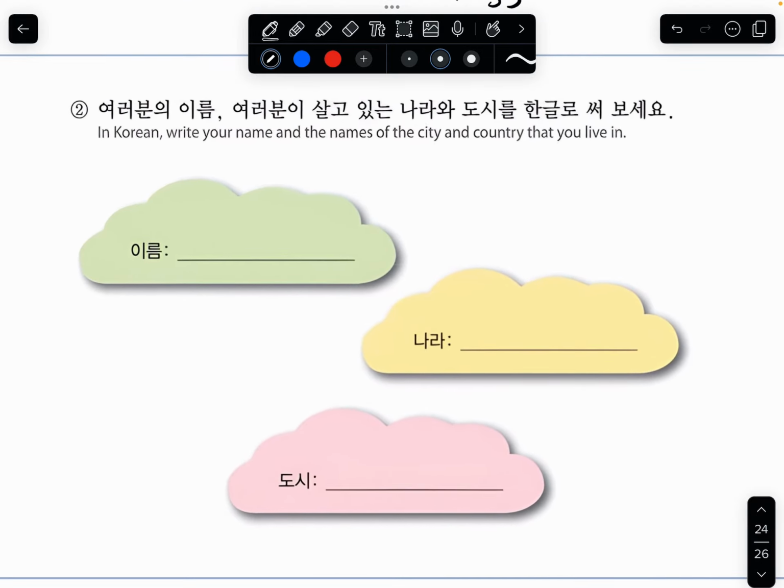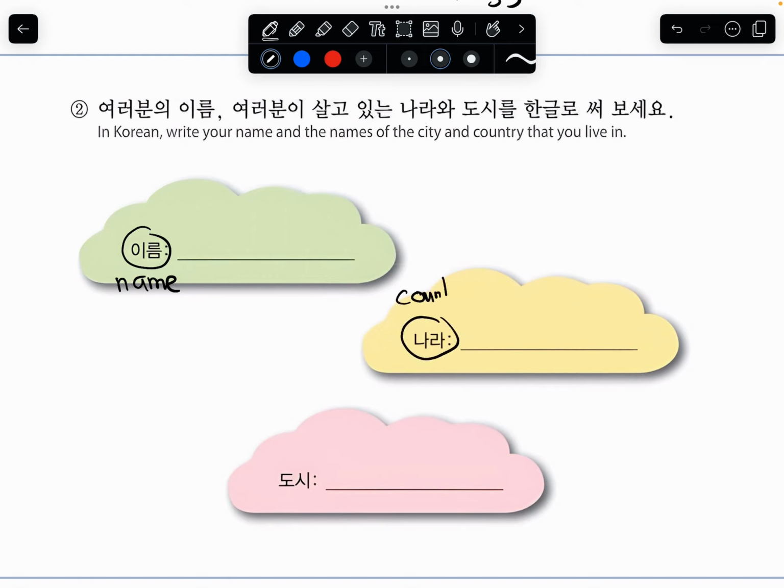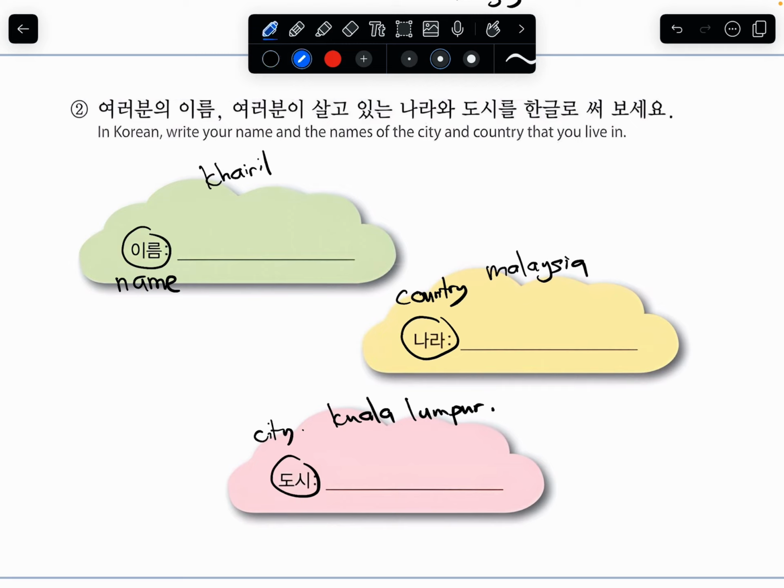So this one, please try to practice. For example, Iram is a name. Nara is a country. Toshi is a city. So, for example, my name is Khairil. I'm from Malaysia and now live in Kuala Lumpur. So how we want to say this is, you can write like this. Ka, I, Ril. So my Korean name is Khairil. And then Malaysia.